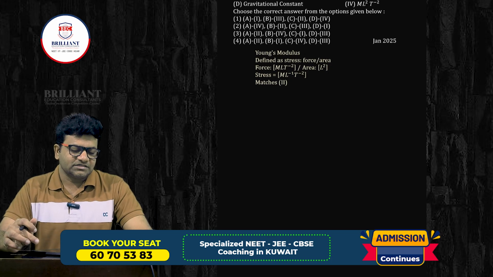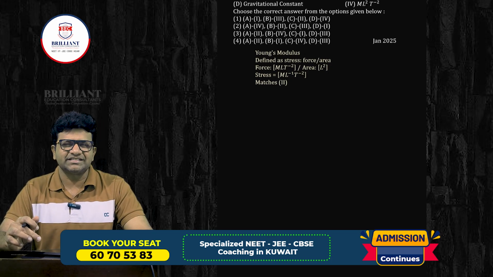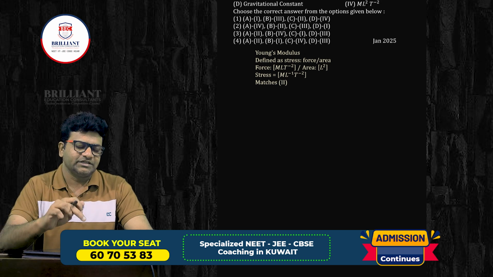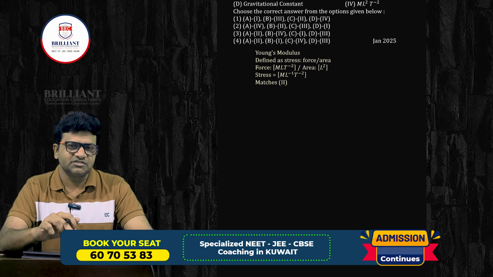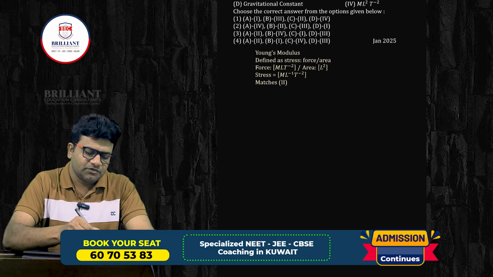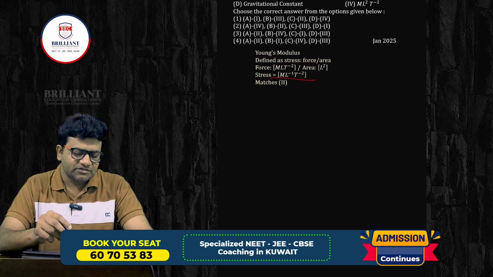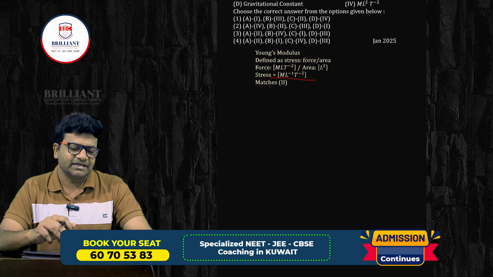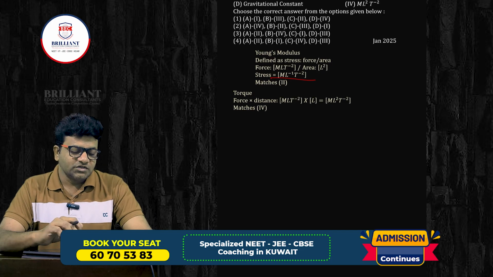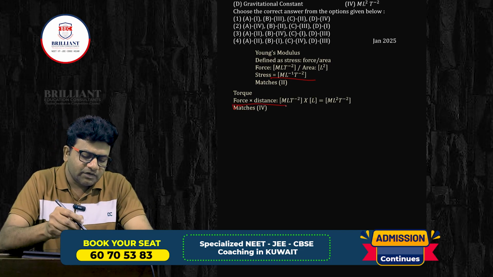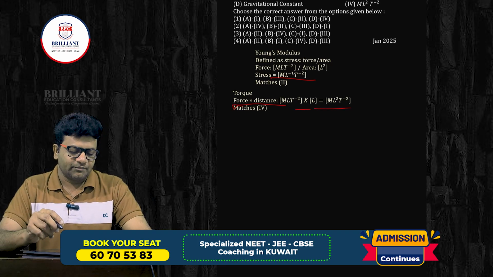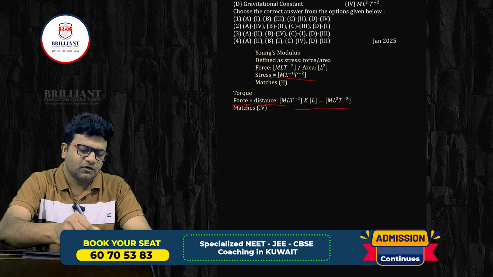See, Young's modulus. We know Young's modulus is equal to stress by strain. Here we are removing strain because strain has no dimension. So the dimension of Young's modulus is equal to the dimension of stress, which is force by area. By substituting dimensions, we get stress as M L raised to minus 1 T raised to minus 2. It matches with the second option. Then next is torque. The equation of torque is force into perpendicular distance. So force is M L T power minus 2, distance is L, and multiplying we get M L square T power minus 2. It matches with the fourth option here.